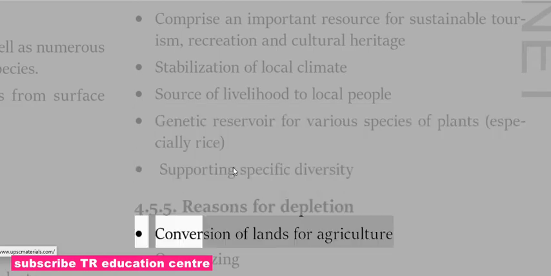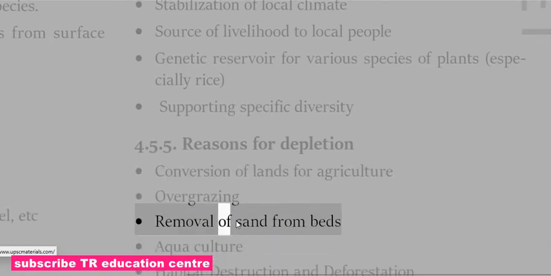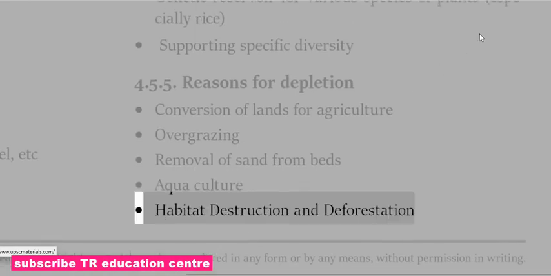Reasons for depletion: conversion of lands for agriculture, overgrazing, removal of sand from beds, aquaculture, habitat destruction and deforestation.